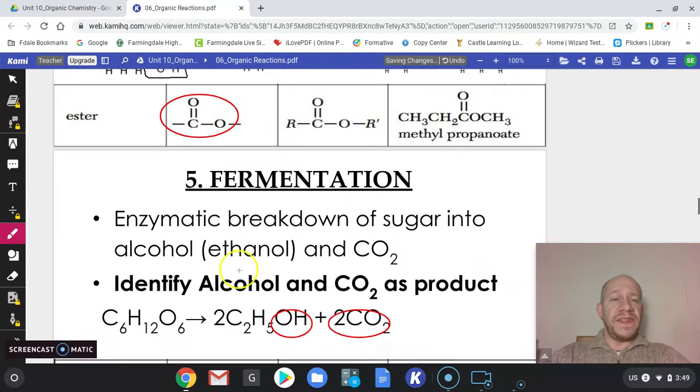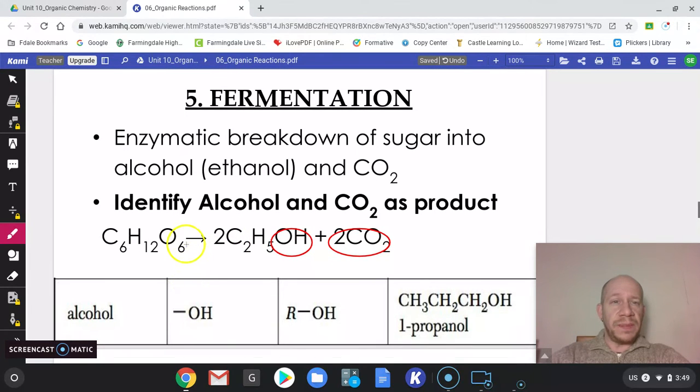Our fifth type is fermentation, which we learned about in living environment. This is the enzymatic breakdown of sugar into alcohol and CO2. So we'll always identify this by having an alcohol as a product and CO2 as a product.